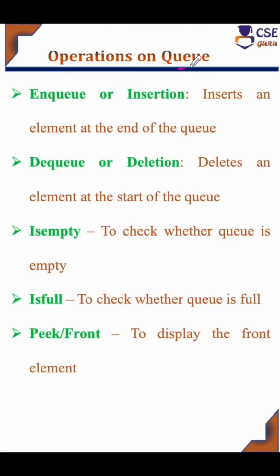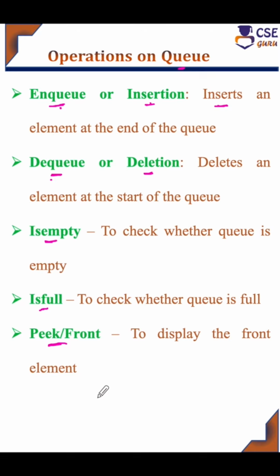Operations on queue. The basic operations we can perform on a queue are NQ or insert operation, DQ or delete operation, is empty, is full, and peek or front operation. The insert operation in a queue we will call NQ, and the delete operation we will call DQ. Here, the insert operation will insert an element at the end of the queue.